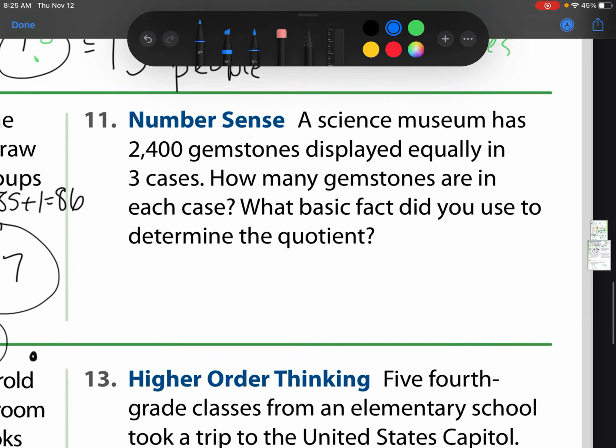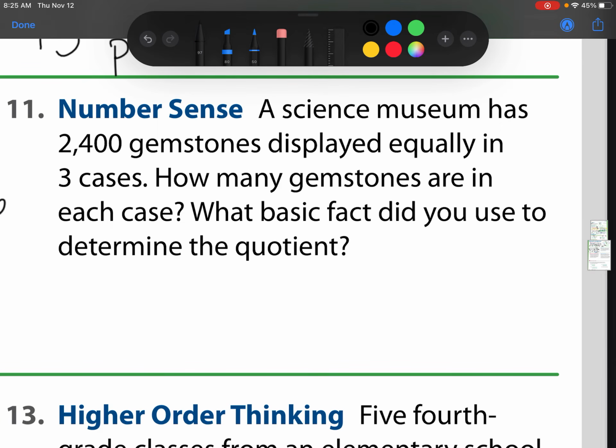Number 11. A science museum has 2,400 gemstones displayed equally in 3 cases. So when stuff's equally, it's normally addition or division. And since we've been doing division, I know I'm taking a large number, 2,400, I'm breaking up into 3 groups. So then I know that's going to be division. How many gemstones are in each case? What basic fact did you learn to determine the quotient?